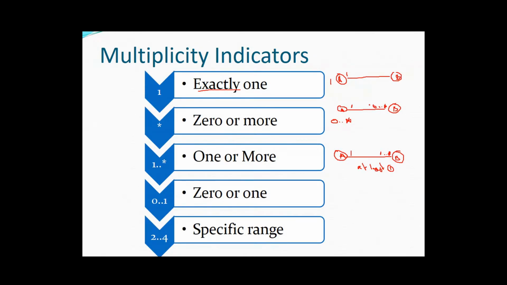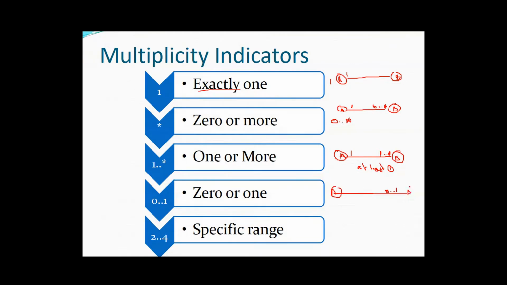Okay, it could be no object associated from A to B. It could be 1, could be 2. But if you say 1 to many, that means at least one object from B must be associated with an object from A. 0 or none, that means what? Nothing. 0 or 1 is the same. Instead of 0 or more, we have 0 or 1.